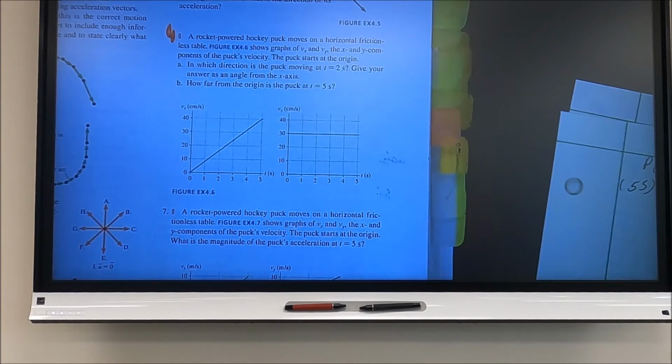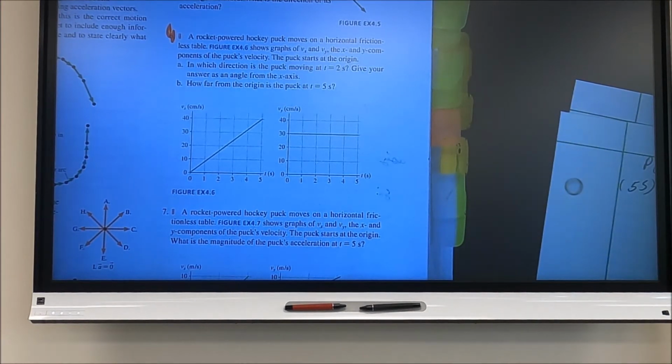Figure 4.6 shows graphs for velocity in the x direction and velocity in the y direction as a function of time. The puck starts at the origin. In which direction is the puck moving at t equals 2 seconds? And then how far from the origin is the puck at 5 seconds? Now, let's look at this graph.